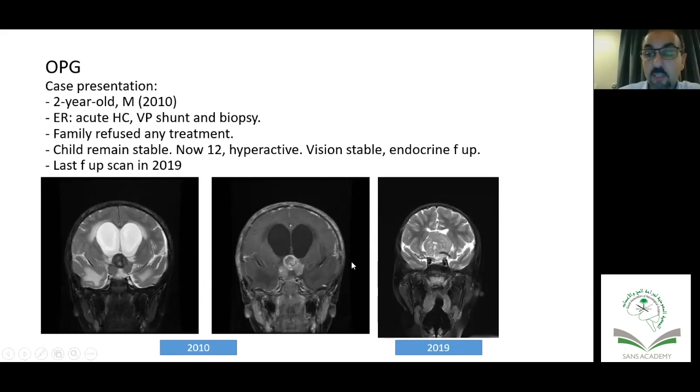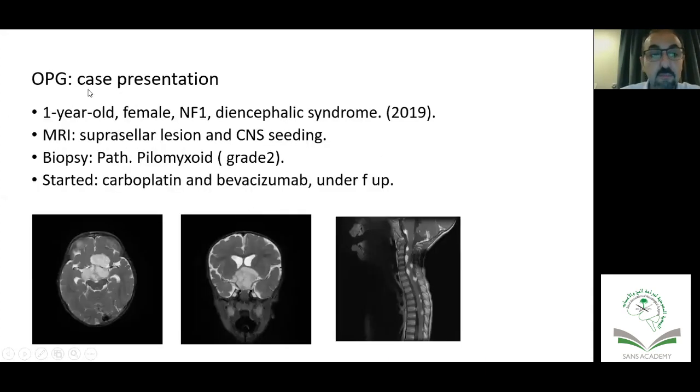So this is just to show you that this tumor can be really slow growing, but some of them, like this case, can be really aggressive. A 1-year-old, again NF1, with all the stigmata, and she presented with encephalic syndrome. And for people who don't know, especially residents, they need to read about it. So the MRI showed this large suprasellar lesion with CNS seeding.